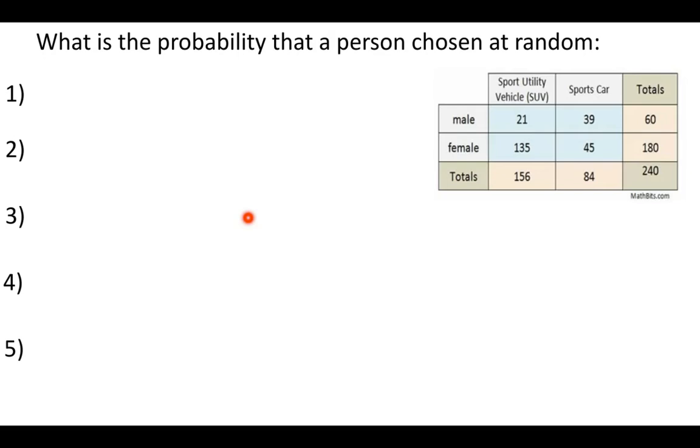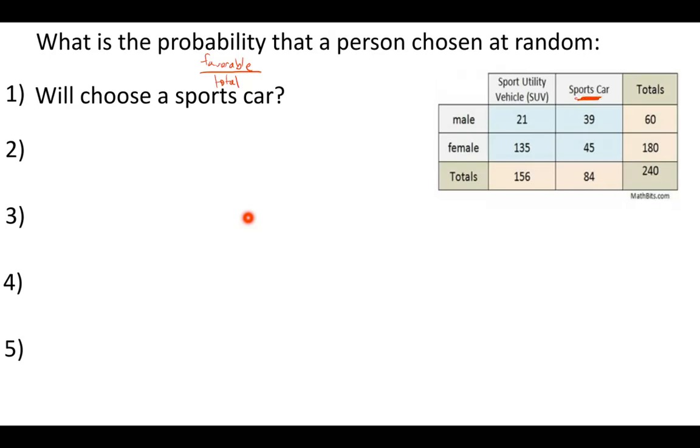The first one, just to get warmed up without any of the conditional part to it. The first question is, if we just choose a person at random, what's the probability that they're going to choose a sports car? All right, so two things we need to figure out. Sometimes these are called favorable outcomes over the total number of outcomes. Have you ever heard that notation before? So basically, how many people would choose a sports car, regardless of whether they're male or female? Well, we look in the sports car row, and we want the total, so males and females. So it's going to be 84.